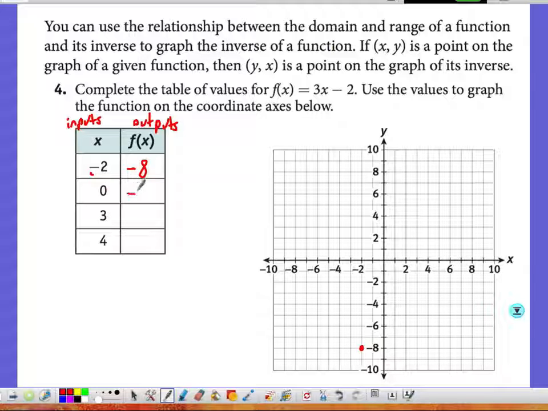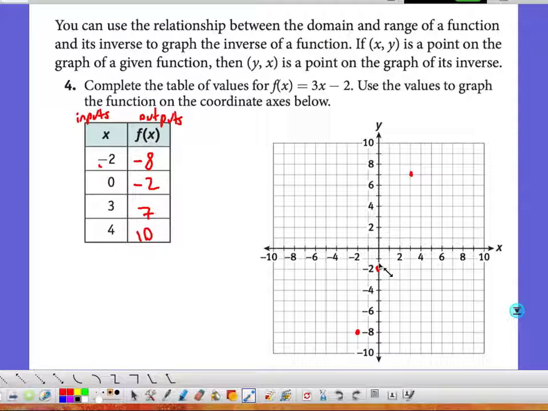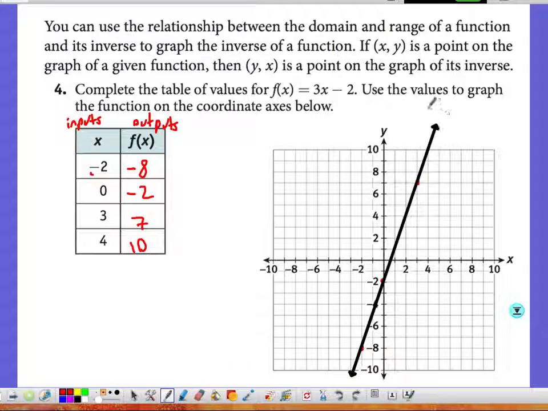We can continue doing this, and we can get more ordered pairs. Here we have 9 minus 2, which is 7, and then 12 minus 2, which is 10. 0, negative 2, which is right here, 3, and 7, which is right there. Alright, let me go ahead and create this line. Actually, let me start right there, right there. There's my line. This is going to be f of x equals 3x minus 2.